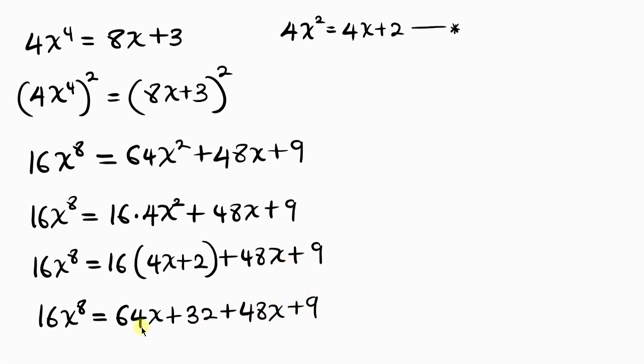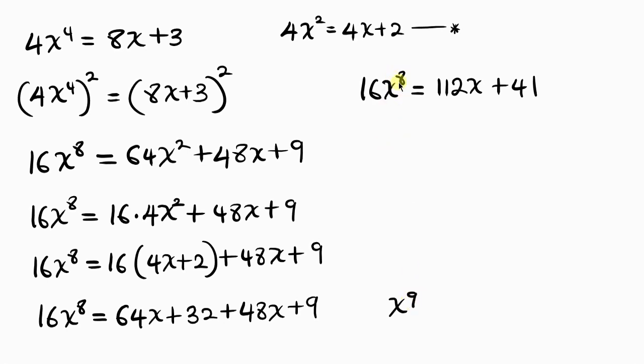Now let's simplify the right hand side. So this is 16x to the 8th equal to, now 64x plus 48x, I'll be having 112x. And then 32 plus 9, I'll be having 41. Remember that our solution to our given question is x to the 9. That means I'm looking for x to the 9. I've already got x to the 8. So how do I make it 9?